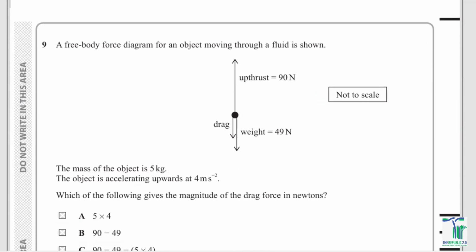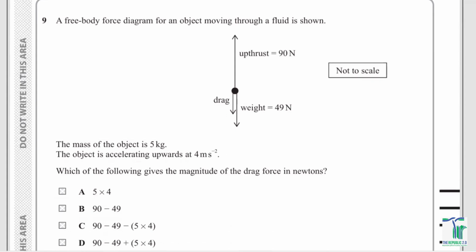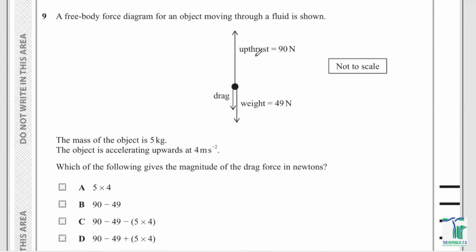Right after this question, we have got this question number 9. And in question number 9, we have been given that we've got an upthrust of 90 Newton, we've got a weight of 49 Newton, and then there is a drag, and the body is accelerating upwards. So the force acting upwards has to be something like 5 times 4.